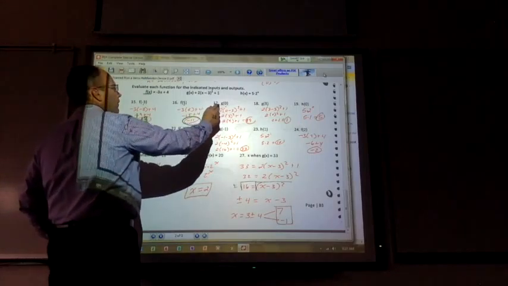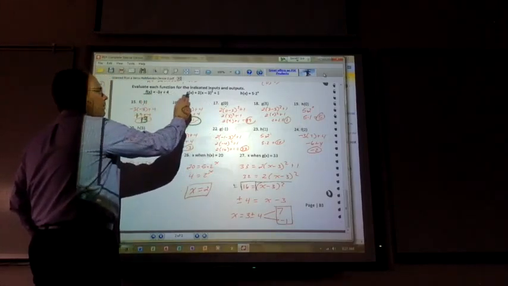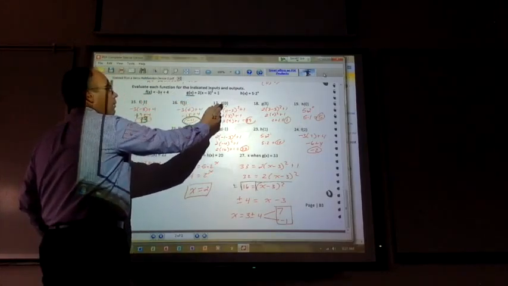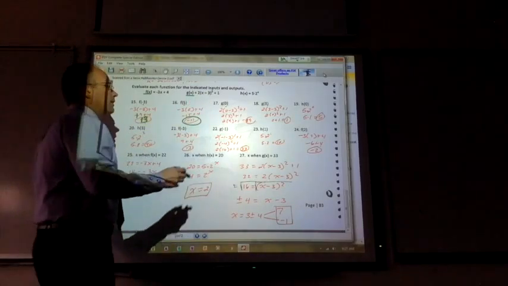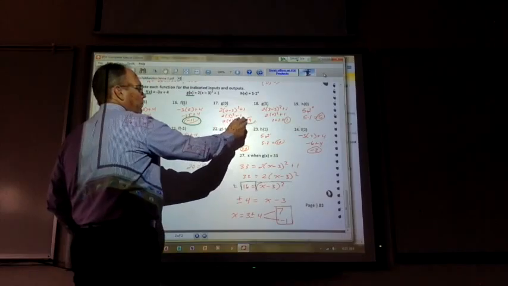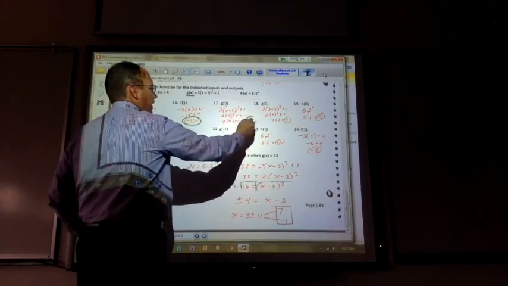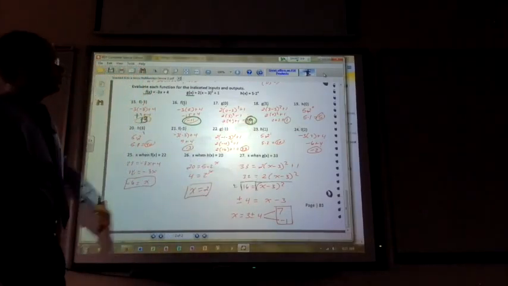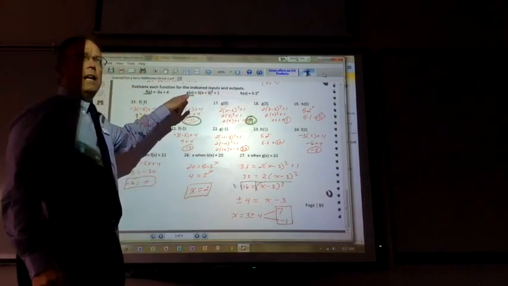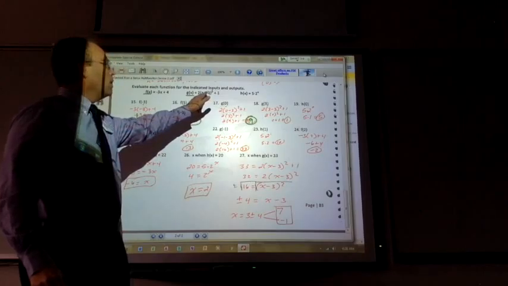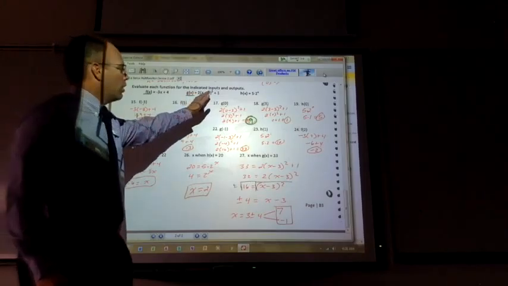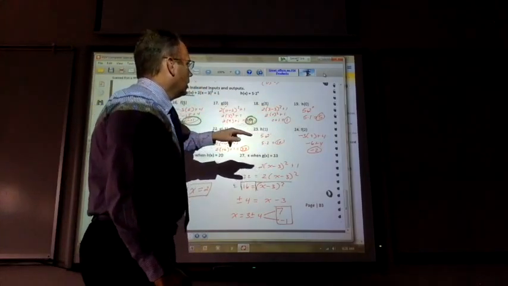If I plug 0 in for G, I'm no longer using the F equation, I'm going to G. I'm plugging 0 in. 0 minus 3 is negative 3. Negative 3 squared is 9. 2 times 9 is 18, plus 1 gives me an answer of 19. For G, I'm using my second equation again. It's telling you which equation to use. I'm going to plug 3 in. 3 minus 3 is 0. 0 squared is 0. 2 times 0 is 0, plus 1 is 1.